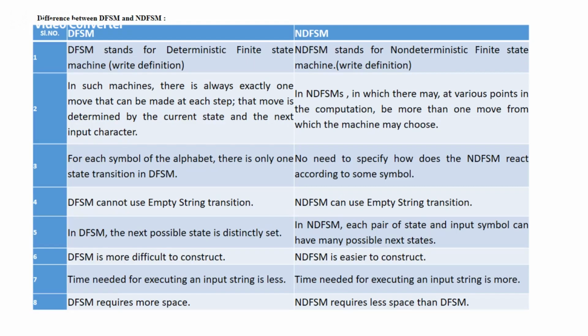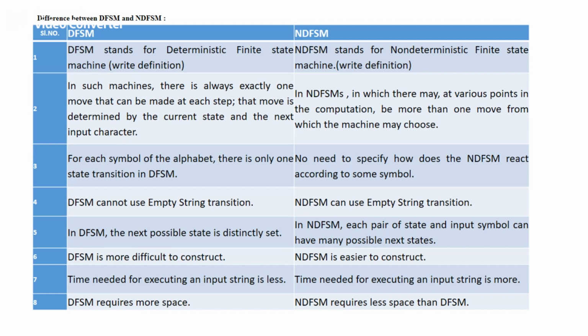Now we'll see the difference between DFSM and NDFSM. DFSM stands for Deterministic Finite State Machine, and NDFSM stands for Non-Deterministic Finite State Machine. And you can also write the definition of DFSM and NDFSM. In such a machine, there is always exactly one move that can be made at each step, whereas in NDFSM, at various points in the computation, there can be more than one move from which the machine may choose.